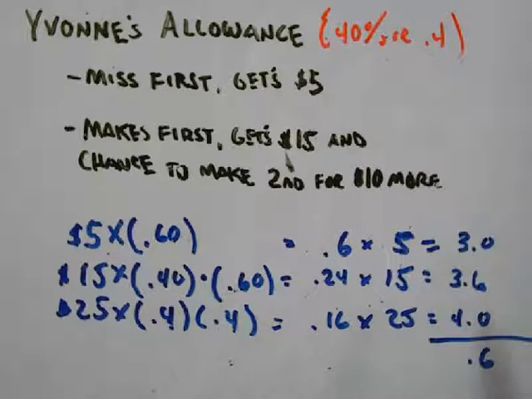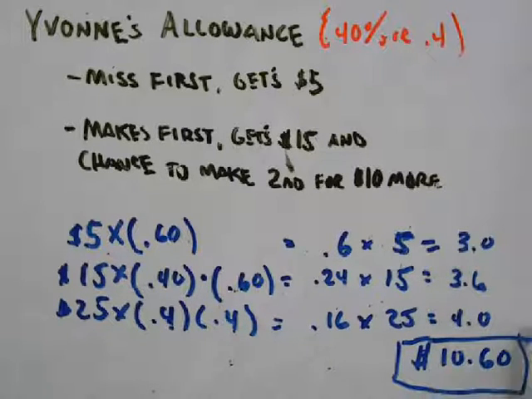what do we have here? 3, 6, 10. So $10.60 is her expected value over the long haul for the payout on the game. So if you look at the original problem, and put in perspective what this $10.60 means, over the long haul, on average, she's going to be getting $10.60 per game.